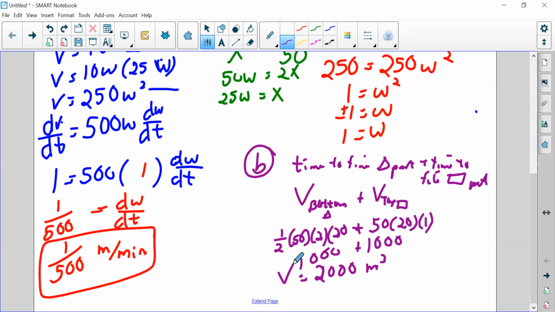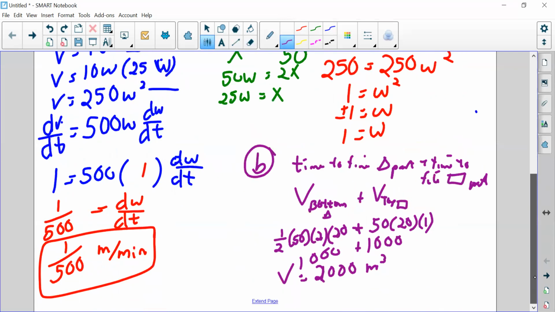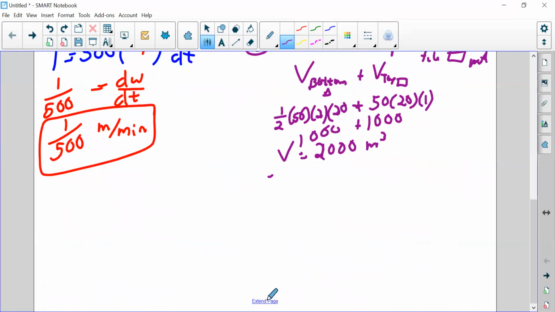The question asked, how long would it take to fill the pool? 2,000. Because the rate at which it's being filled is 1 cubic meter per minute. And so that would just be 2,000 minutes to fill. So it'd take us 2,000 minutes to fill the entire pool. Okay, now questions, anything that you're not sure about on that one? Okay, any other questions, any other problems?